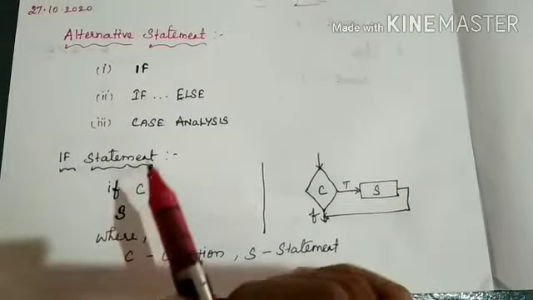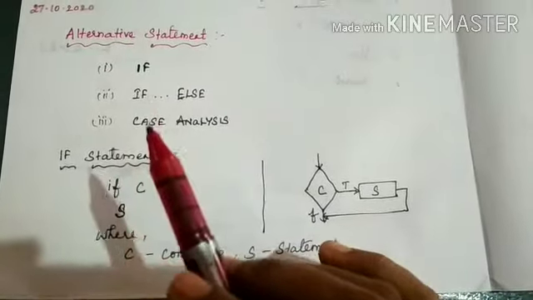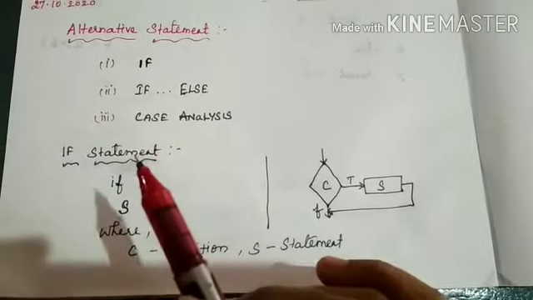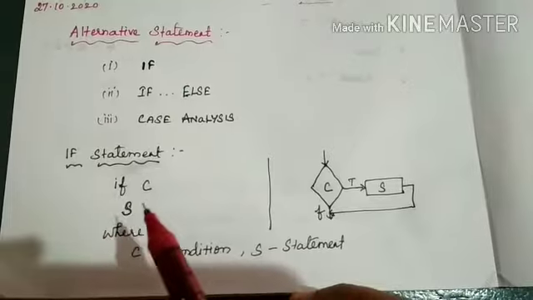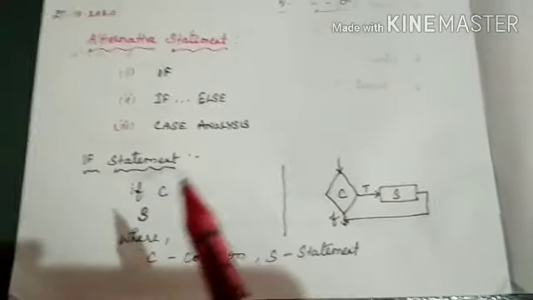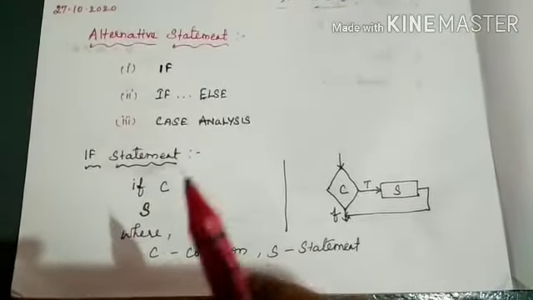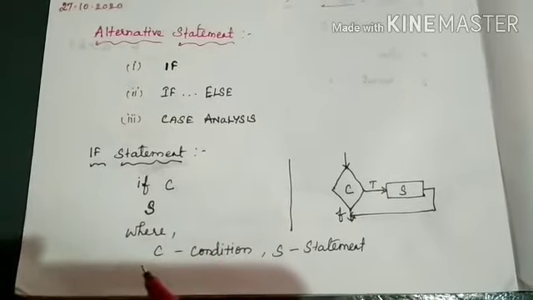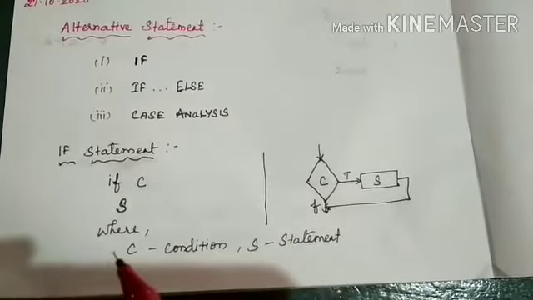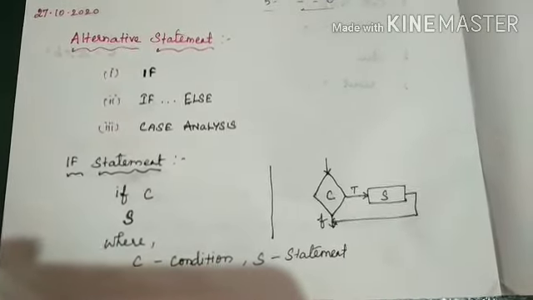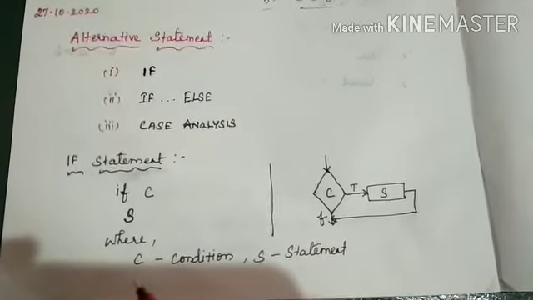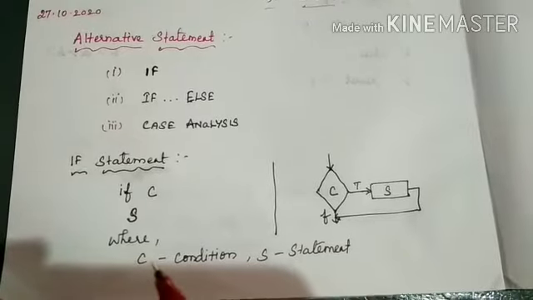Here, in alternative statements, the statements are executed based on the condition. If the condition is true, the below statements are executed. If the condition is false, control flow skips to another statement. But in sequential statements, the statements are executed one by one. This is the difference between sequential statements and alternative statements.